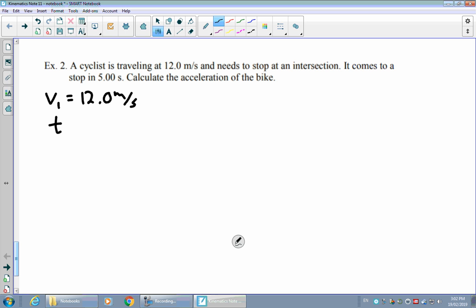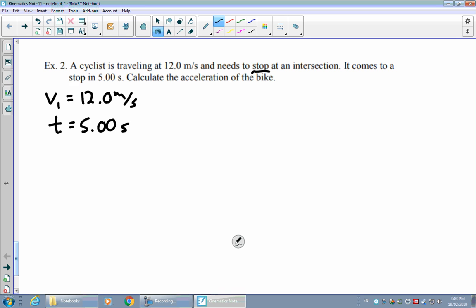We can also make note that the time it takes for all of this to happen is 5.0 seconds. Eventually, we're going to try and find acceleration, but if we're going to use any of those formulas from our chart, we need at least one other given piece of information. It doesn't seem like there's any other specific numbers given, but there's a little hidden piece of information. It says that the bike needs to come to a stop.